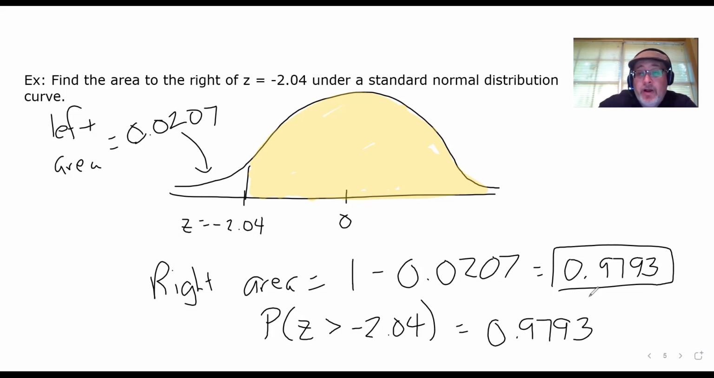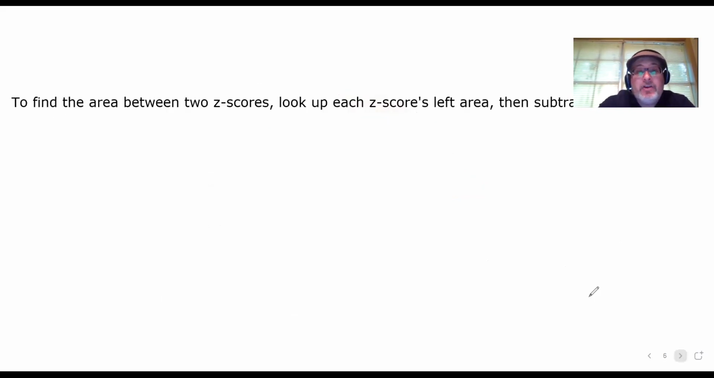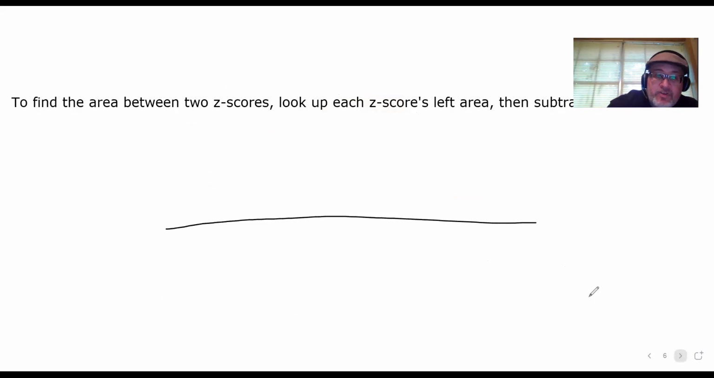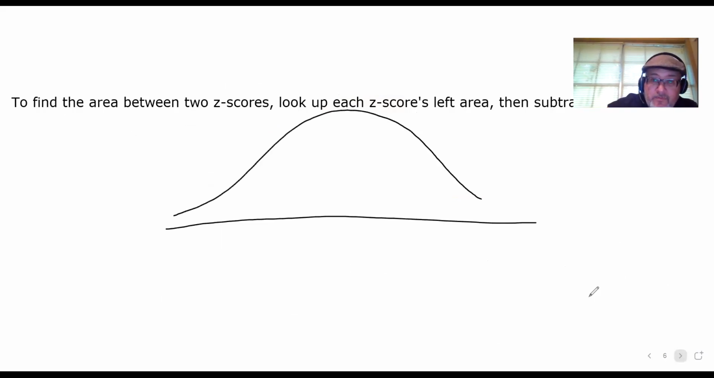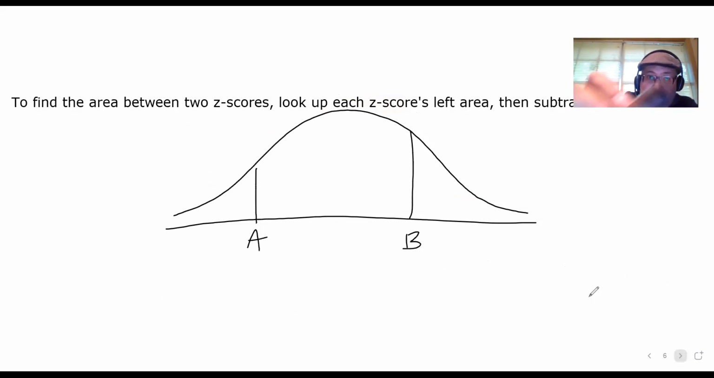One other type of area problem. To find the area between two z-scores, look up each z-score's left area, then subtract. I want to kind of give a reason for this. Let's say we have a couple of z-scores. We'll just call this one A and we'll call this one B. And our area of interest is in the middle, right here.